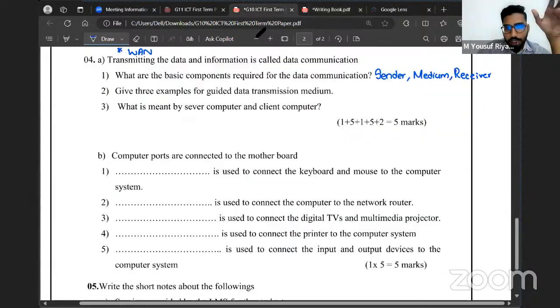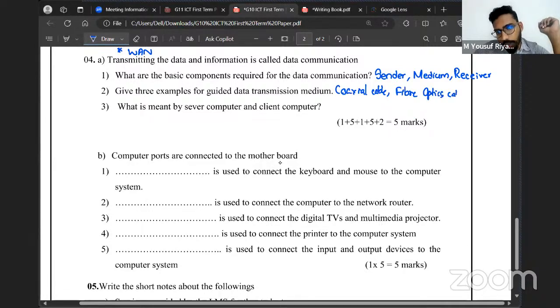Okay. So this question is talking about guided data transfer medium. So here you can mention any of those wired devices. For example, you can talk about the coaxial cable. You can mention about, let's say, fiber optics cable. You can mention about twisted pair cable. You can mention both, unshielded twisted pair, shielded twisted pair cable. You can mention about them as well. This part is about unit 2.